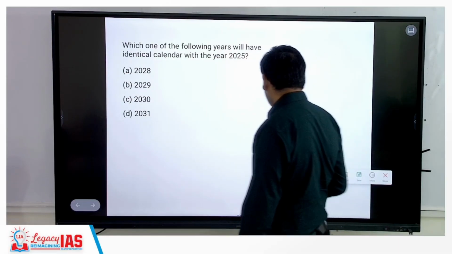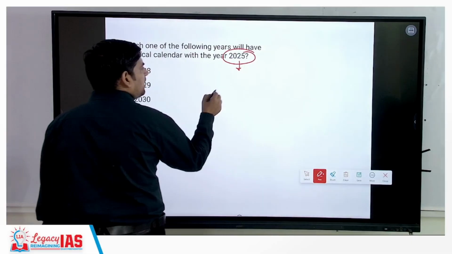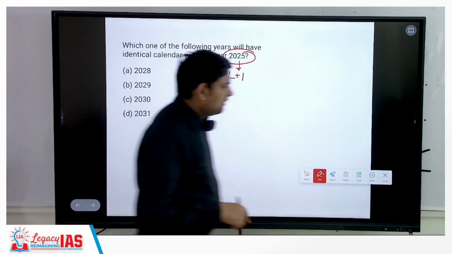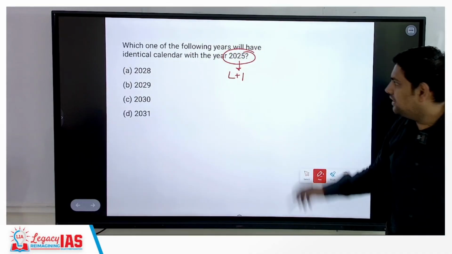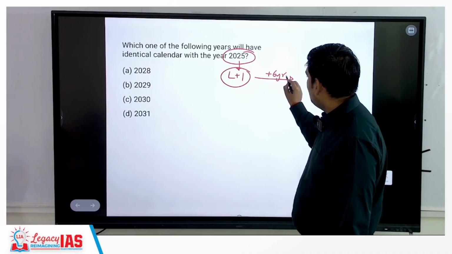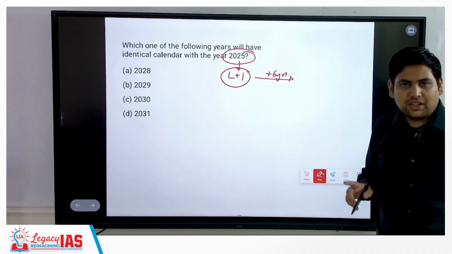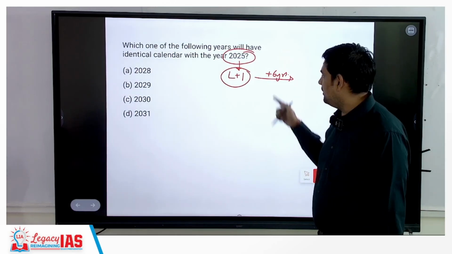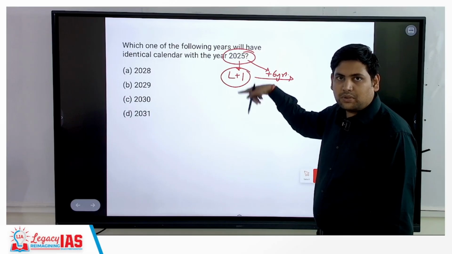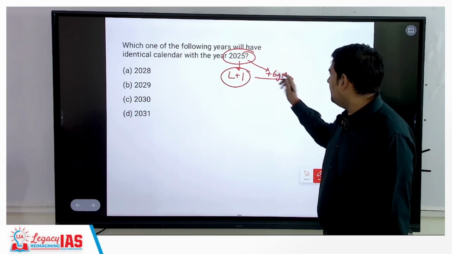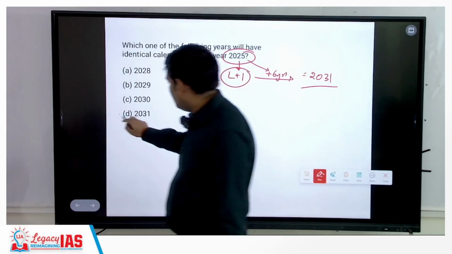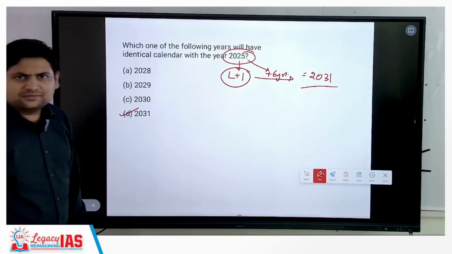Yeah, this is an easy question. 2025 is L plus 1, correct? Now it asks you which of the following years will have the same calendar. For L plus 1, you know how much you have to add? You add 6 years. In case of L plus 1 year, you add 6 years to get the same calendar. So this 2025 is L plus 1, correct? 2024 plus 1, leap year plus 1. So 2025 plus 6 is equal to 2031. So this becomes your answer. Simple. Next.